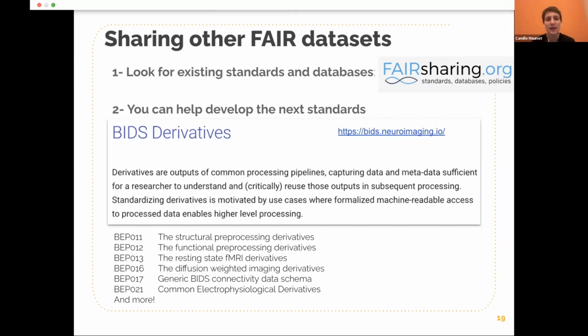So BIDS in the past couple of years has been extending from raw data into derivatives. And there are a number of BIDS extension proposals that are open right now, looking for contributors, or you might want to start your own if the type of data you're working on is not covered yet.